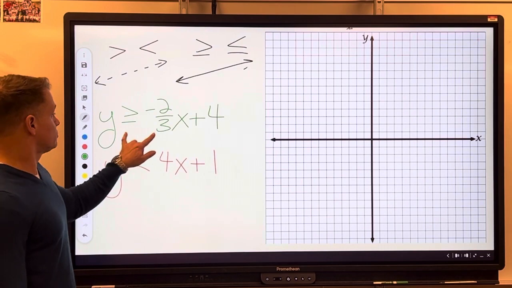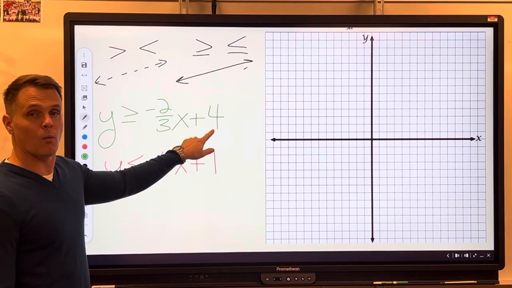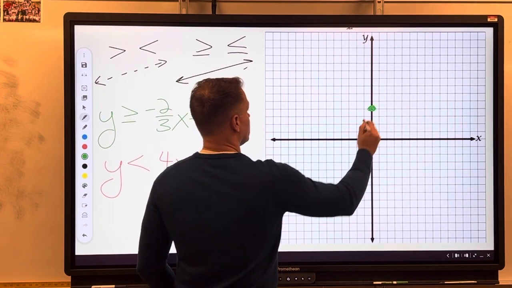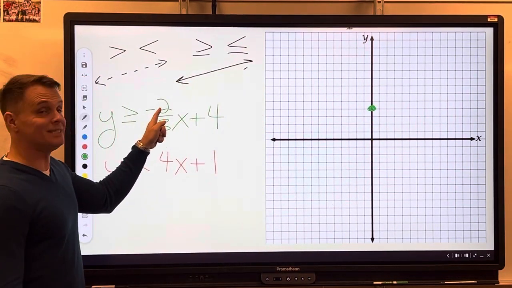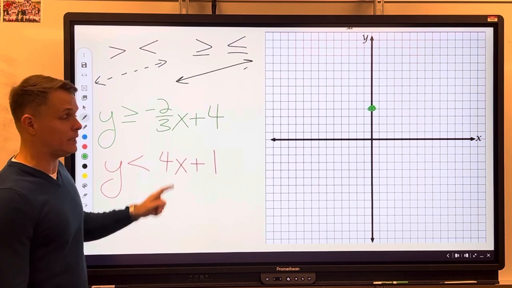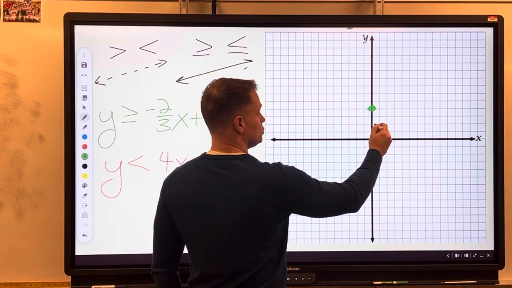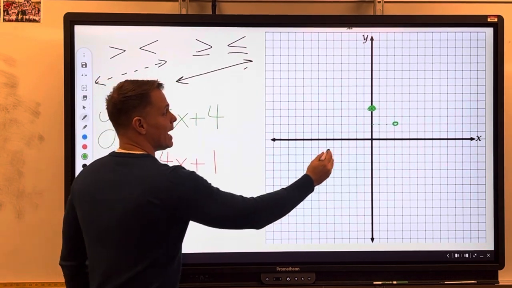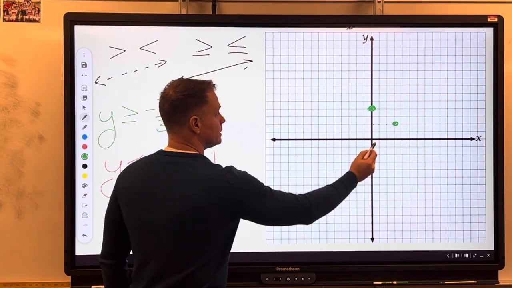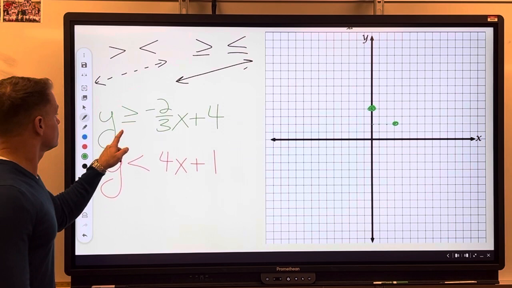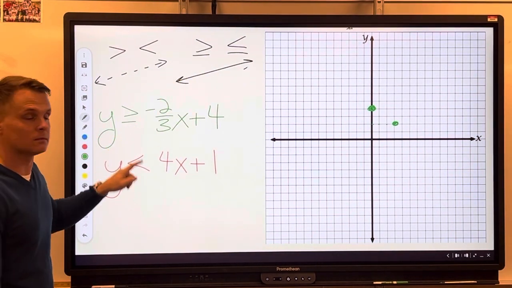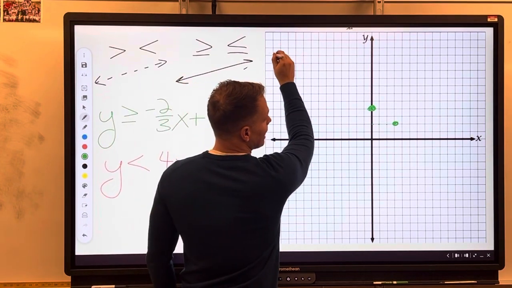Okay, here we go. Let's graph this green one. The green one, the y-intercept is positive 4. From there, I'm going to go down 2 and to the right 3. So down 2, over to the right 3. And is it a dotted line or a solid line? It looks like it's a solid line because it's one of these symbols here. So I'm going to draw a solid line through it.